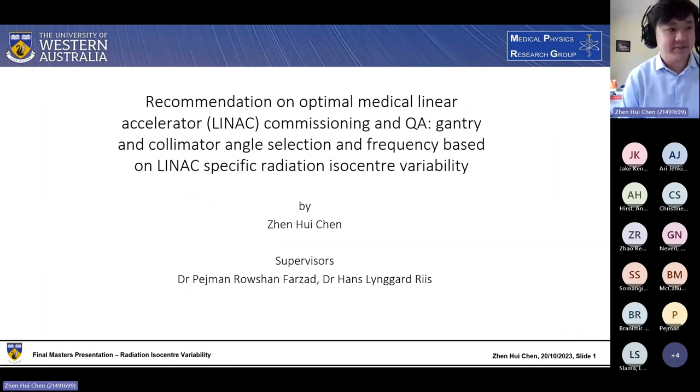By way of introduction, my name is Zhen, and my project is the recommendation on optimal medical linear accelerator, or LINAC, commissioning and QA, gantry and collimator angle selection and frequency based on LINAC-specific radiation isocenter variability.